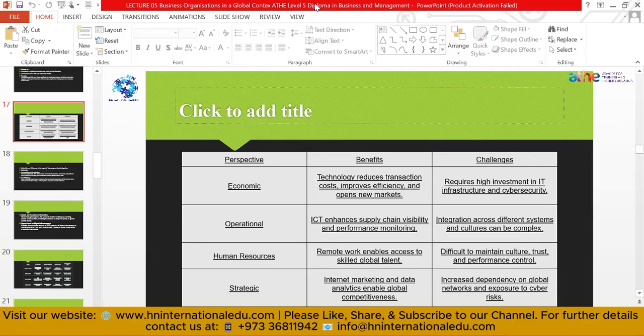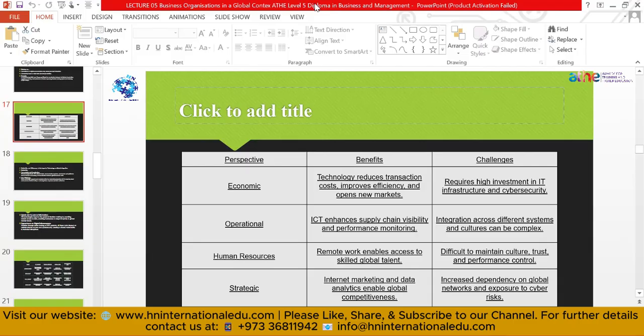HR, remote work enables access to skilled global talent around the world you can pick up. Difficult, that is the concept of expats. Difficult to maintain culture, trust, and performance control. Again, we are going to explore different people from different backgrounds. Sometimes it is a good experience, sometimes it is not.